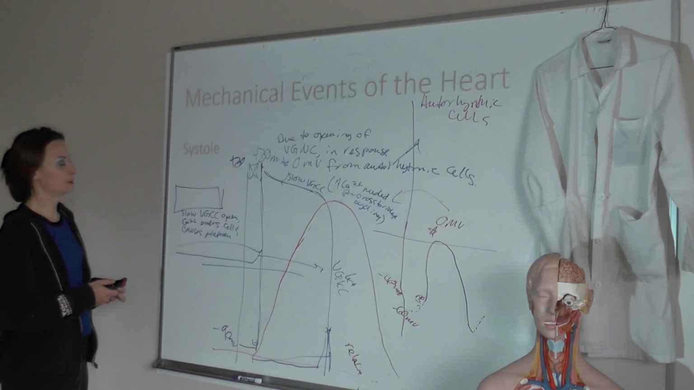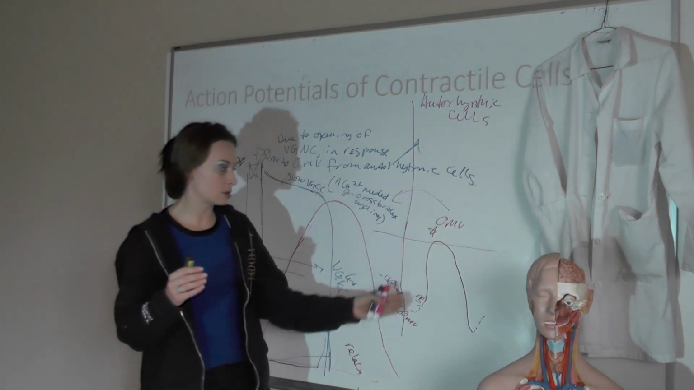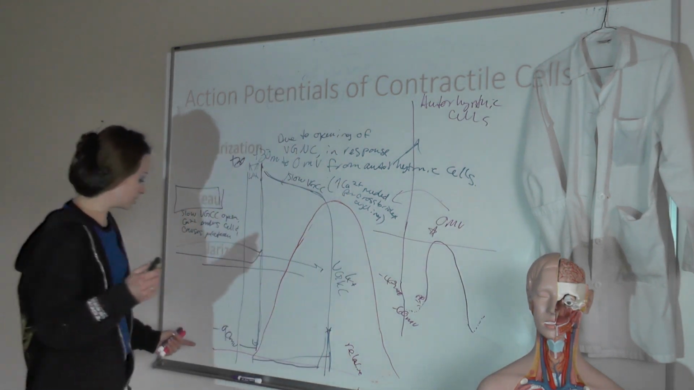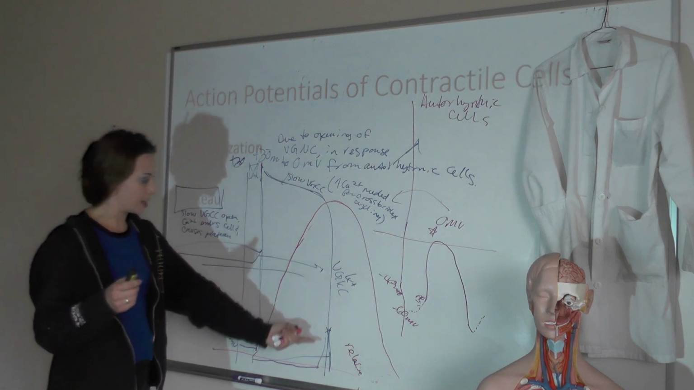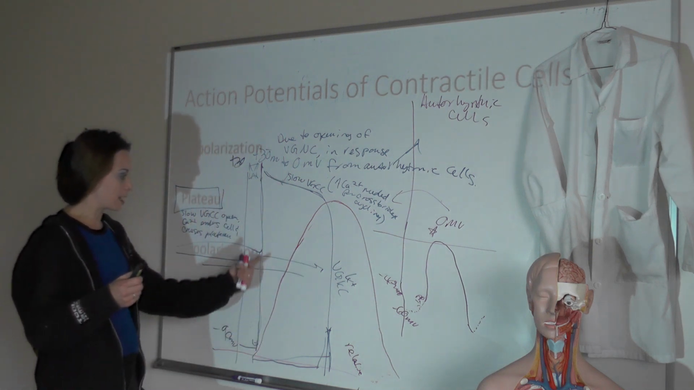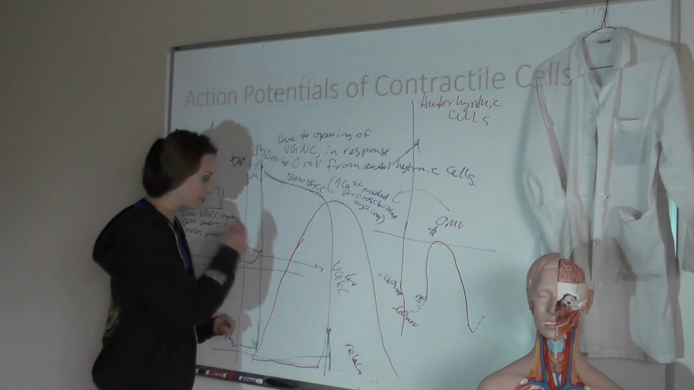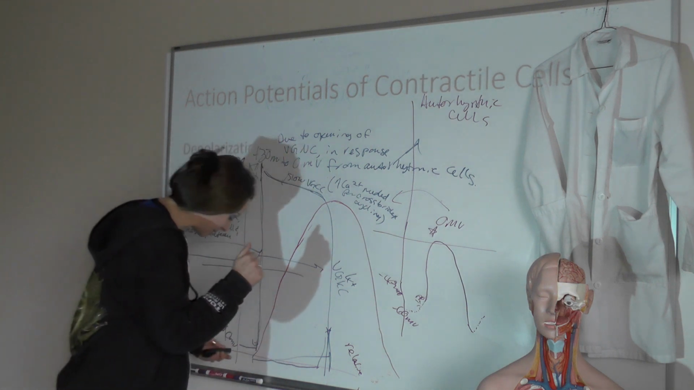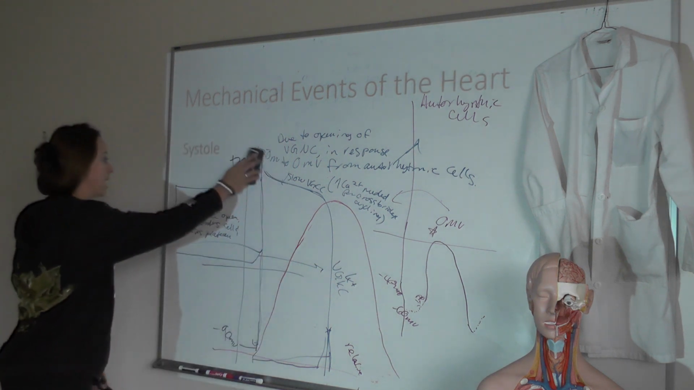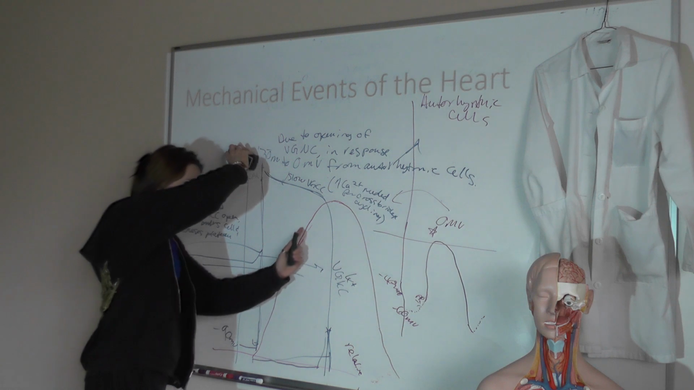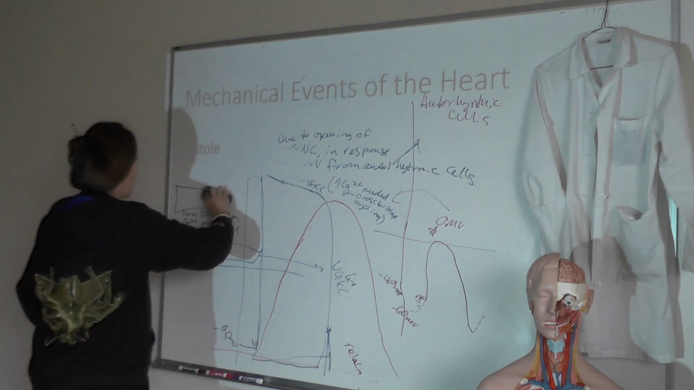Okay, why does all of this matter? Well, these action potentials in the conduction system are going to cause action potentials in our contractile cells. These action potentials in our contractile cells are going to cause tension so that we can contract and move blood. So it's going to lead to these mechanical events in the heart, what's actually physically happening in the myocardium as this tension rises and falls.